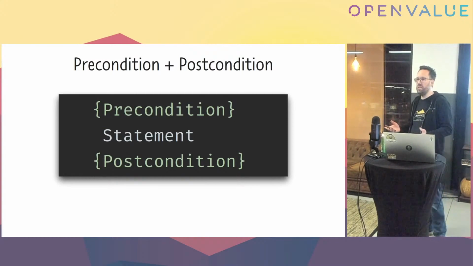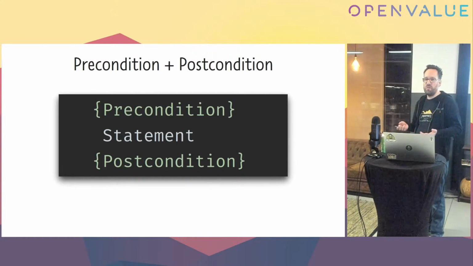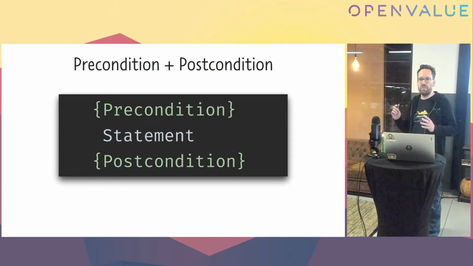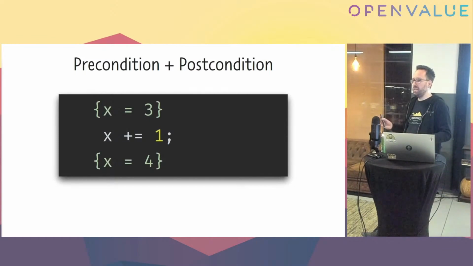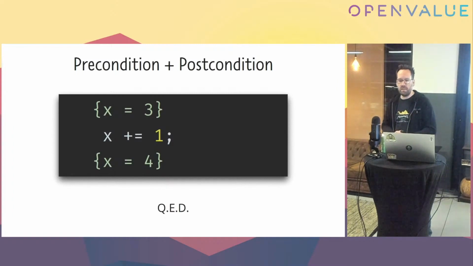You start with a precondition, which is something that you assume is true before your program starts. Then you have a statement that does a thing, and then afterwards there is a postcondition, and that has to be true after the statement has run. That's pretty simple. Let's say that x equals 3. If we increment it by 1, then we know afterwards x will equal 4. QED. So that's a very simple start. So how do you apply that?